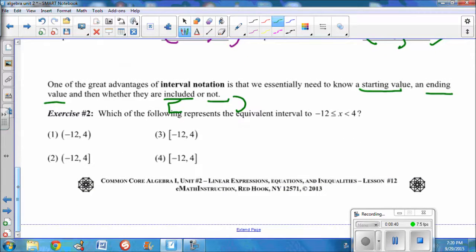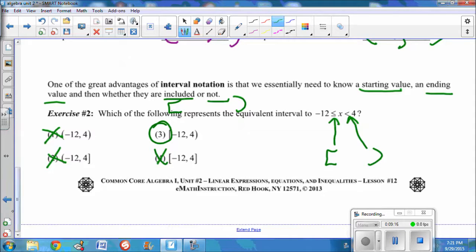Then exercise number 2 says which of the following represents the equivalent interval to negative 12 is less than or equal to x, which is less than 4. So think to yourself, include, we need a bracket. Not include, we need a parenthesis. So we need bracket, parenthesis. So immediately I would eliminate those two. And now bracket, parenthesis, bracket, bracket. There's our choice, number 3.